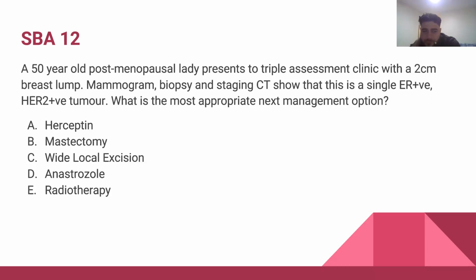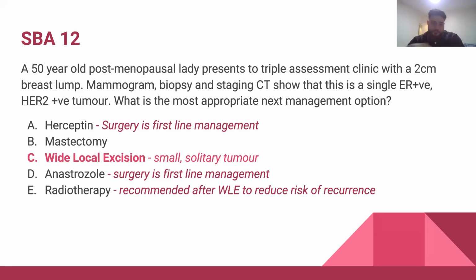Nope. Okay. Right. So the answer for this one is wide local excision. And the reason it's a wide local excision is because in this instance, it's a breast lump, I think that's under 4 centimeters. And so it's a small solitary tumor. And in addition to that, in this instance, you consider surgery as the first line management. So just sort of getting rid of the lump altogether.